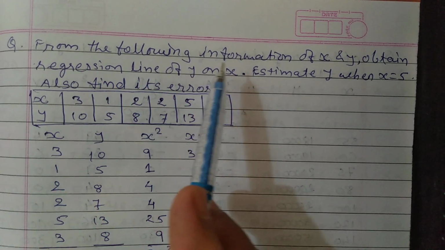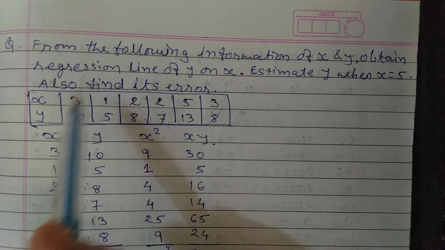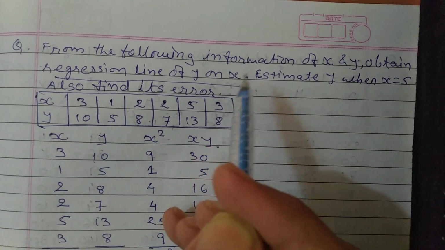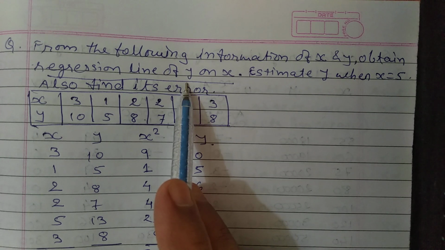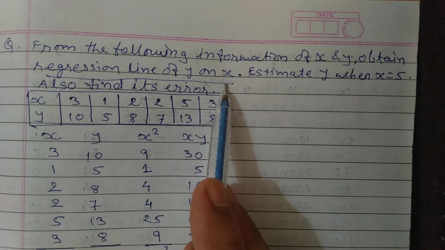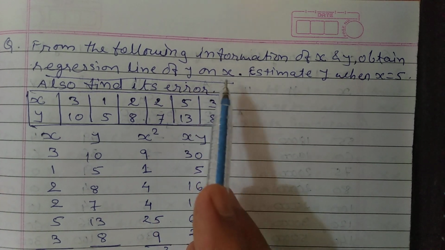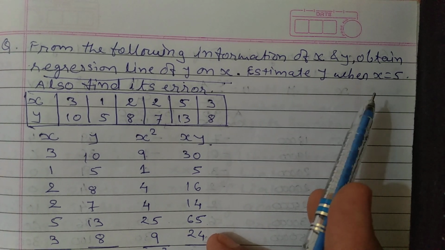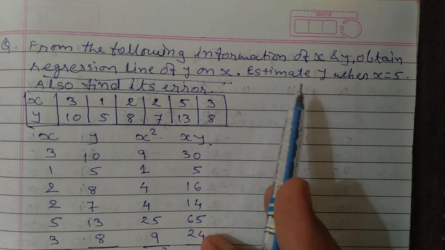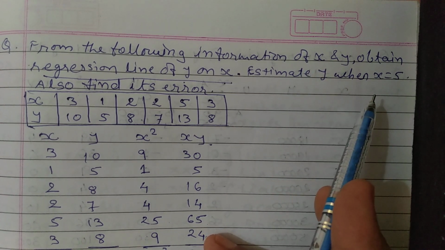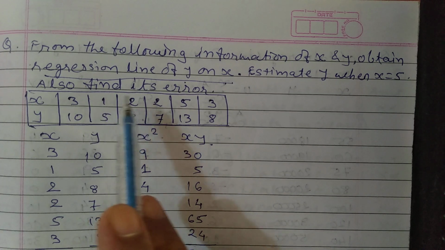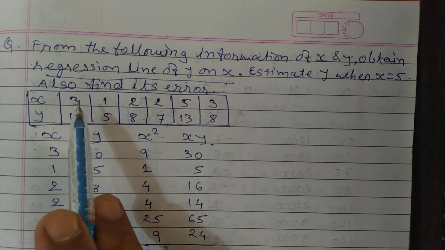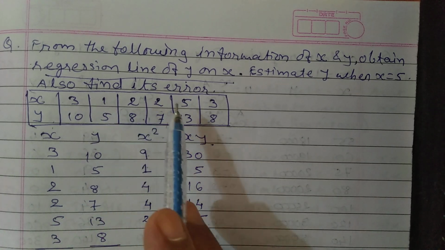From the following information of x and y, obtain the regression line of y on x, where y is the dependent variable and x is the independent variable. Estimate y when x is equal to 5. That means, what is the estimated value of y when x is equal to 5? Also find its error. The values of x and y are 3, 1, 2, 2, 5, 3.